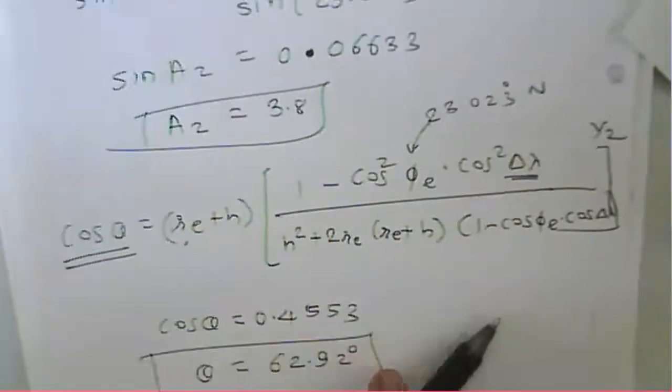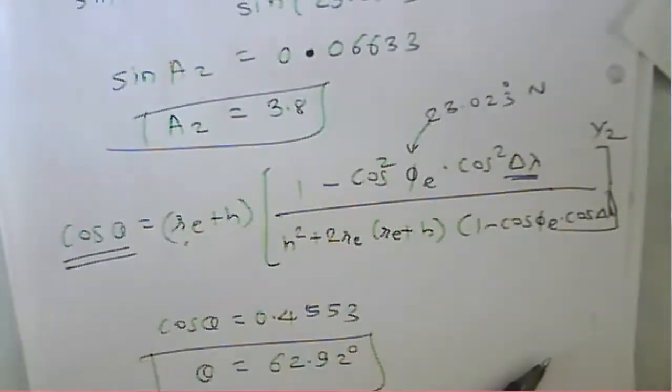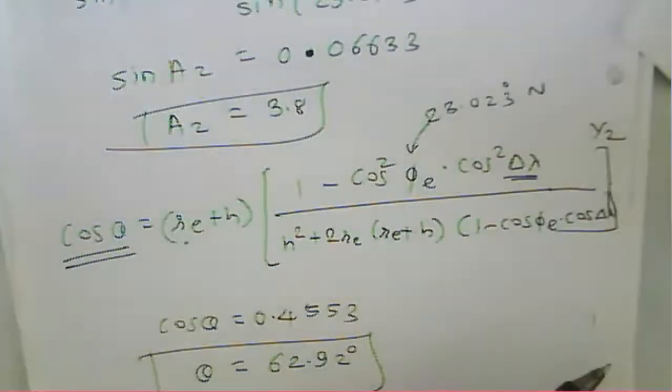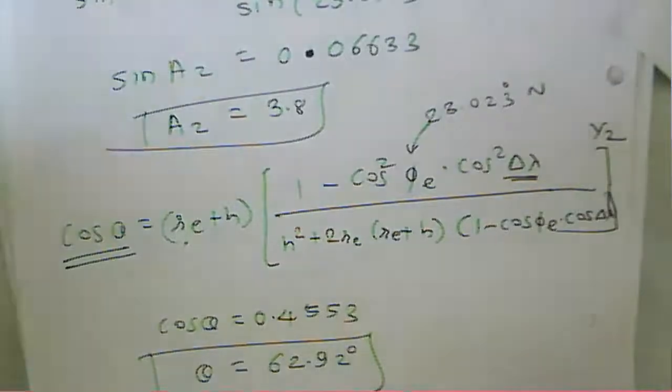So these are what we can consider to find out the elevation of the earth station. Then we can use this to find out the azimuth, then the slant range of the earth station.